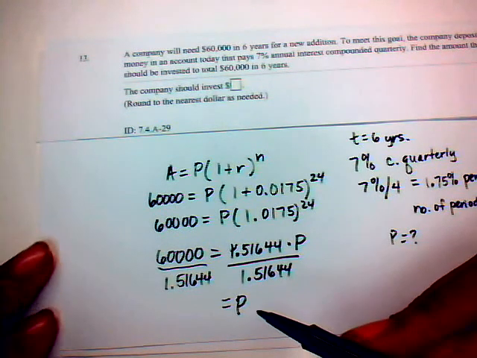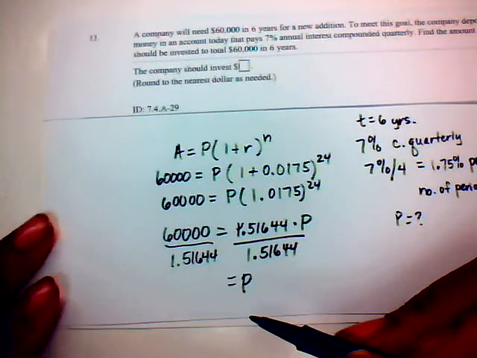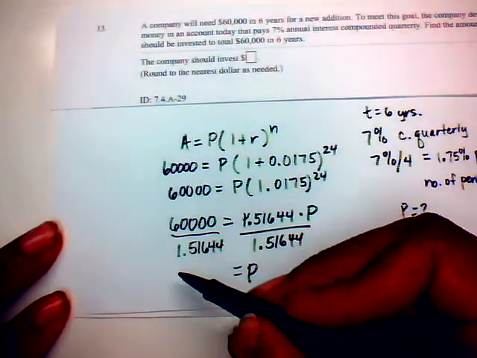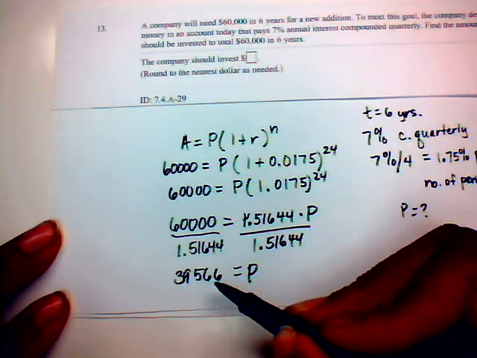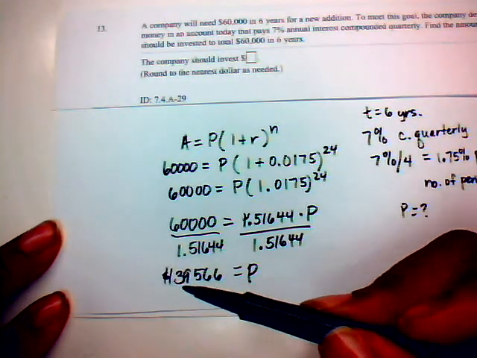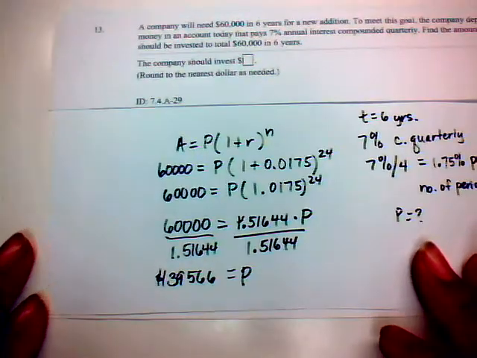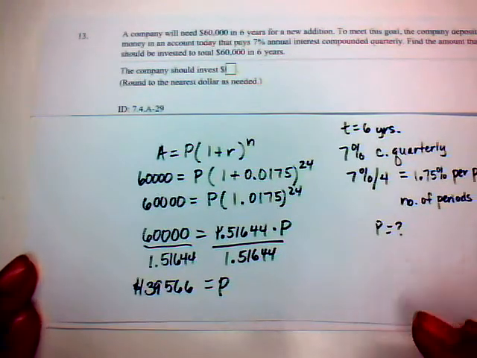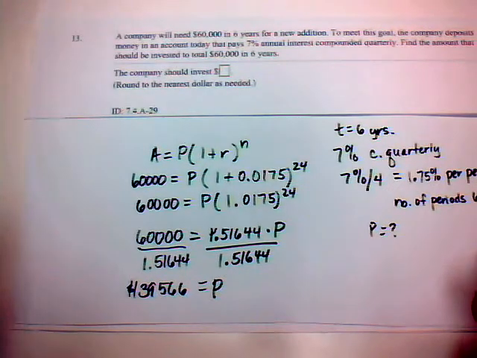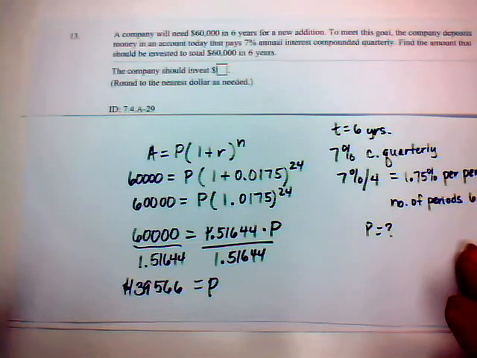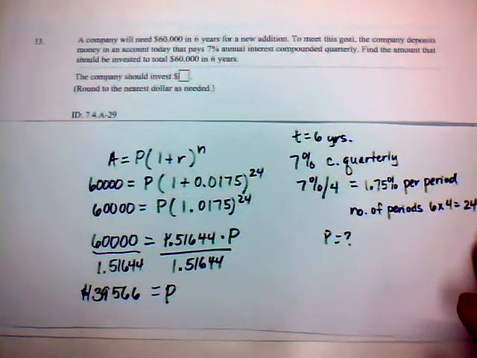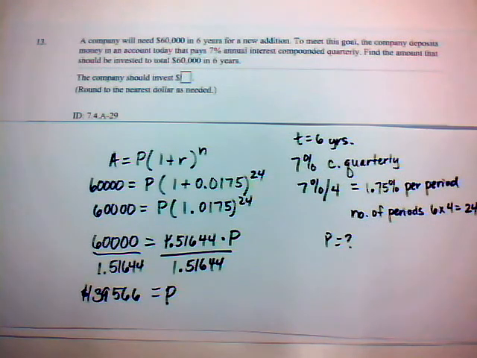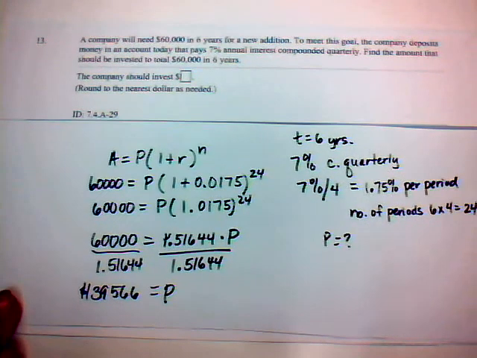And you're going to get, now to the nearest dollar, $39,566. Okay, that's the amount that this company should invest if they want to reach $60,000, if they put this money in the account at 7% annual interest compounded quarterly for 6 years.